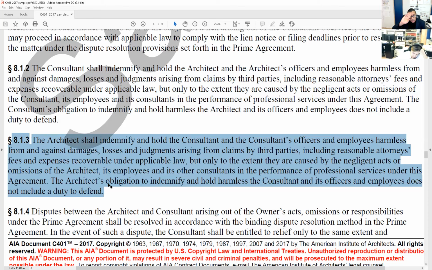That's what he's saying. So 8.1.3, the architect shall identify and hold harmless the consultants and the consultants' officers and employees from and against damages, losses, and judgments arising from claims by third parties, including reasonable attorney fees and expenses. This is the mutual waiver, right? You see it? The way that the architect's been identified is the same way that the consultant is being identified. So again, both of them are the same thing. Okay.